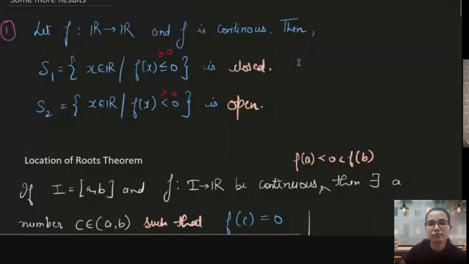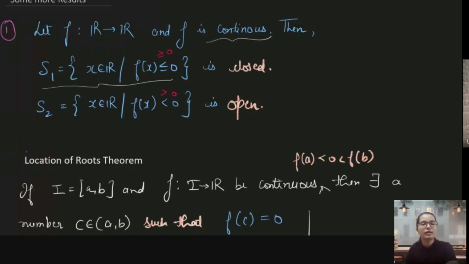So this is a very famous result when you are doing questions on real continuity: if a function is from real to real and f is continuous, then this kind of set is closed and this kind of set is open. What is this set? S1 says the set of all those points such that f of x is less than or equal to 0, or greater than or equal to 0. When you have this equality sign, this kind of set is always closed. And S2 says the points which satisfy the condition that f of x is greater than 0 or less than 0 form an open set.